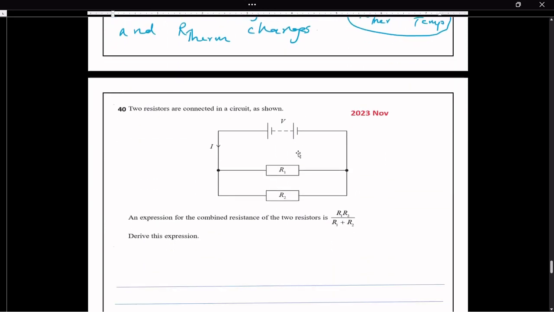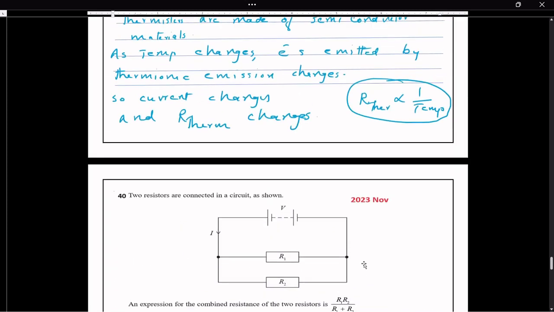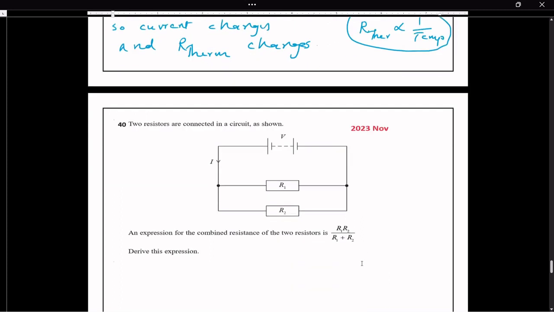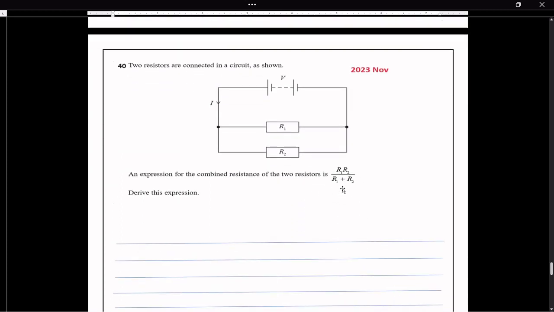Now let us move on to the next question. Two resistors are connected in a circuit as shown. The question is, derive the equation in this form: the total resistance in parallel combination. You have to get this as the equation for the total resistance when the resistors are connected in parallel.